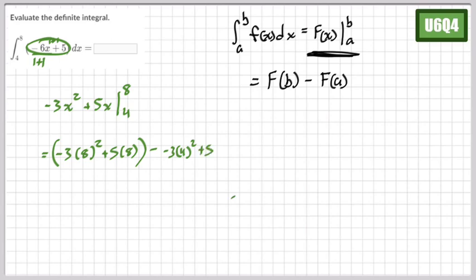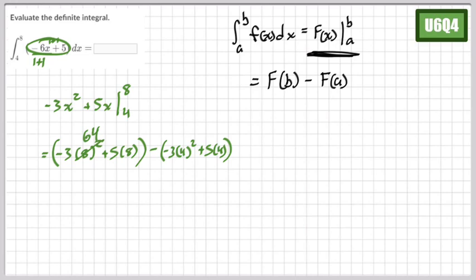Minus, and then I'm going to go negative 3 times 4 squared, plus 5 times 4. Notice how much I wrote. Some of you guys are allergic to writing, but this is very, very helpful. You write all of it out so you don't make a mistake. And then when you get to the arithmetic stuff, you can do more things in your head, and you won't make mistakes.